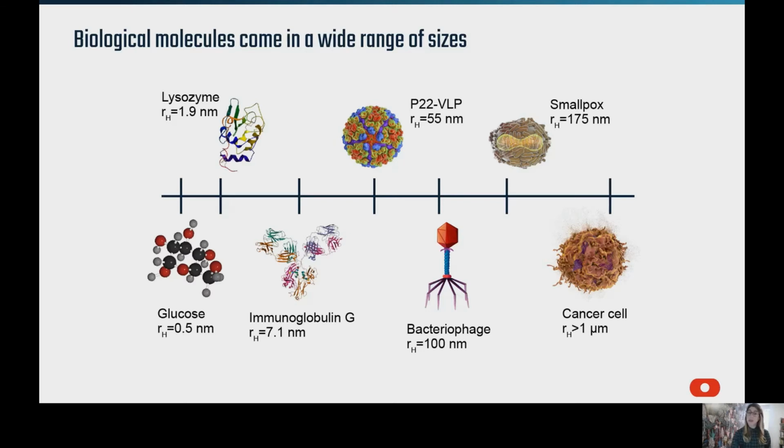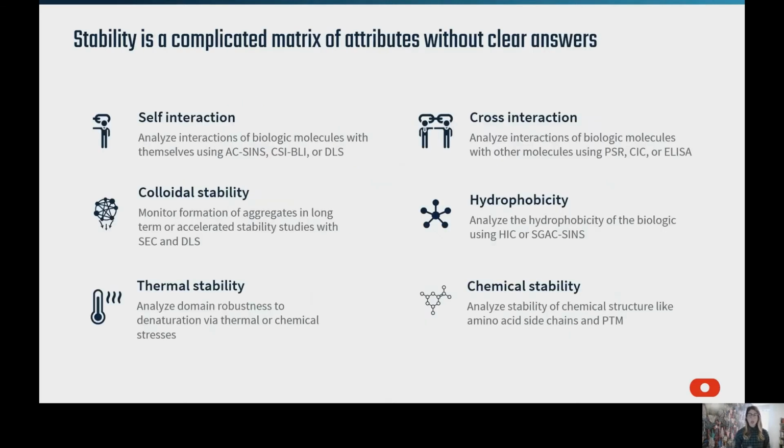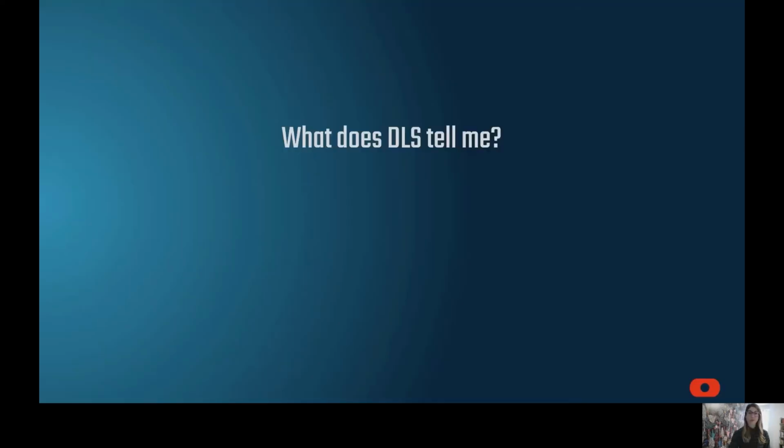But what do we mean by stability? Stability is a multi-parameter matrix that can cover many aspects of the biophysical characterization. But for today's discussion, we're going to be focused on colloidal stability, which is the ability of molecules to remain folded and functional while resisting aggregation. And one of the many techniques used to assess colloidal stability is dynamic light scattering, or DLS.